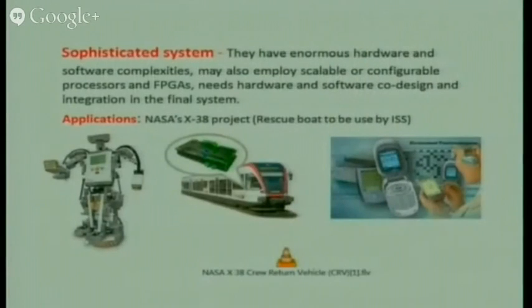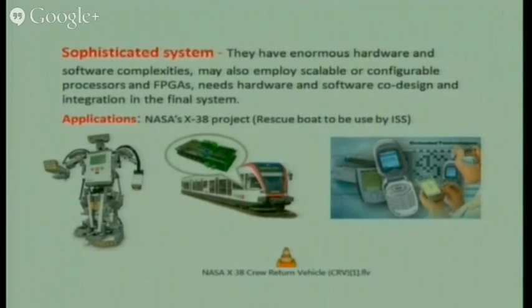The third category is the sophisticated or large-scale embedded systems. In this category we can have enormous hardware, a very complicated type of hardware, and it requires some software complexity. In that case we can use a PLD device, that is an FPGA type of device, for generation of the software part and also for the implementation. And the applications include robotics, the metros, and the mobile phones which we are using nowadays, right?